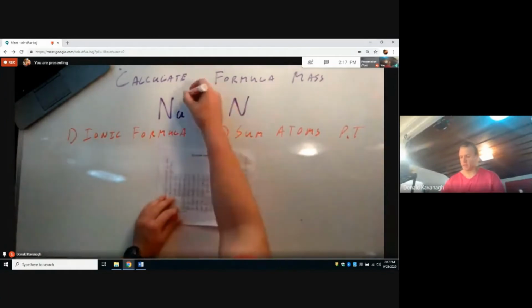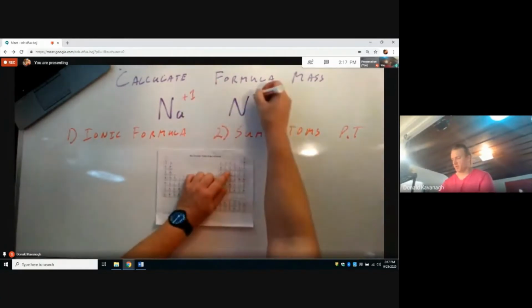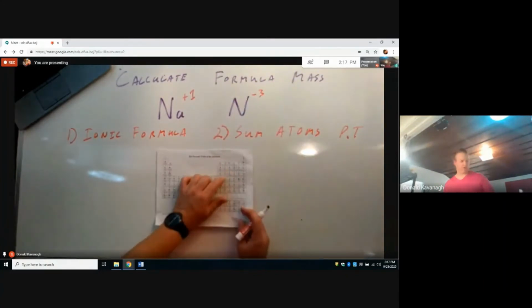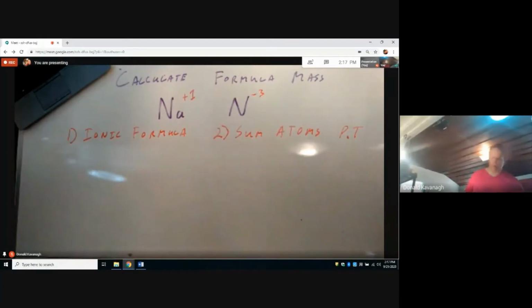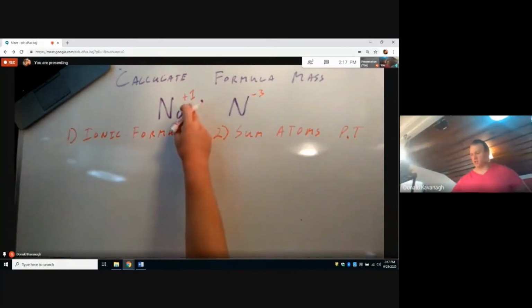Sodium is commonly going to have a +1 charge, and nitrogen is commonly going to have a -3 charge based on their electronic configuration. To get the ionic formula, we need to get the ratio that these two atoms will combine, so that they neutralize each other's charge and are in the lowest common ratio.